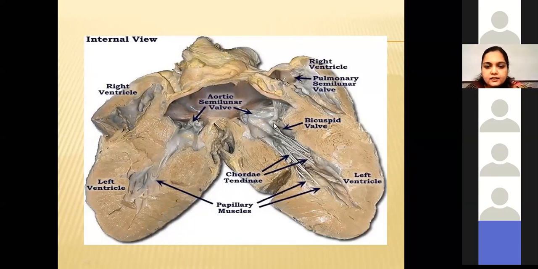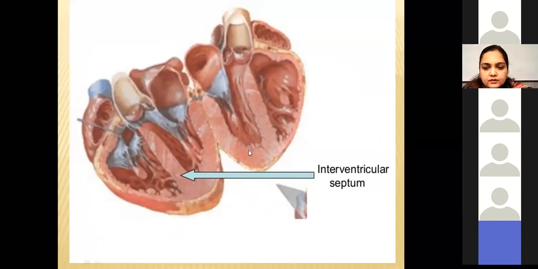They anchor the bicuspid and the tricuspid valves of the heart. These are the atrioventricular valves. Then we also have the semilunar valves.